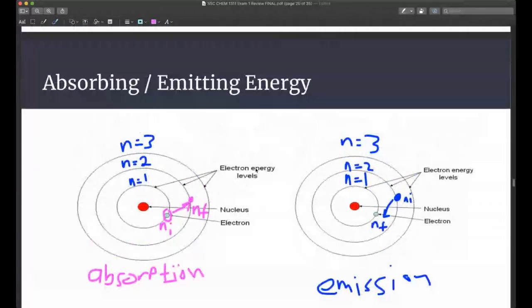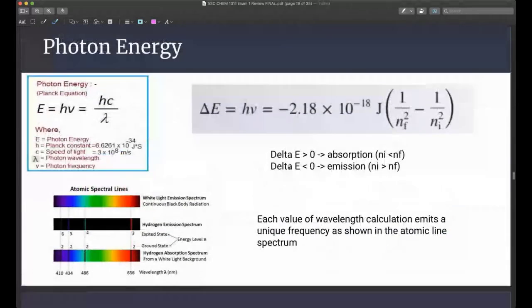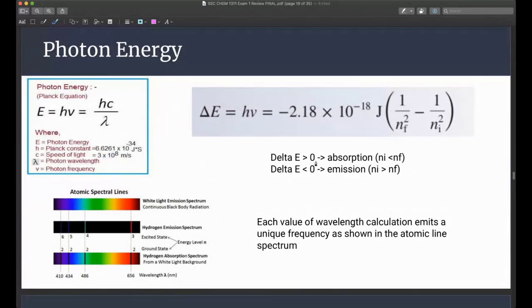So we'll talk about this more, but right here, if the change in E is greater than 0, that means you absorbed. That means your final level is going to be higher than your initial level. If your delta E is less than 0, you emit something, or your initial is greater than your final state. So this is not possible by the photoelectric effect.